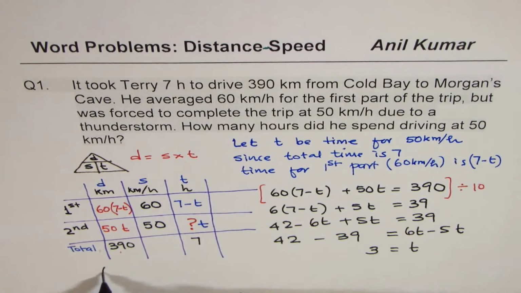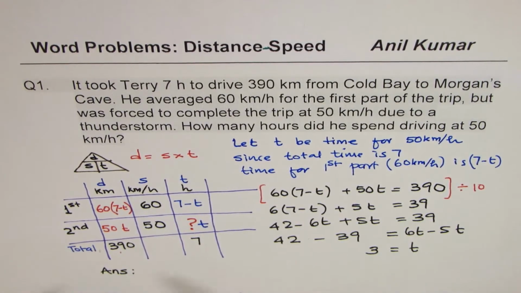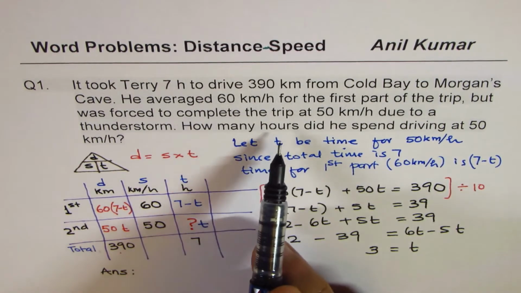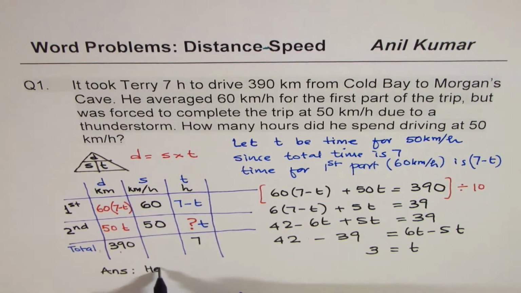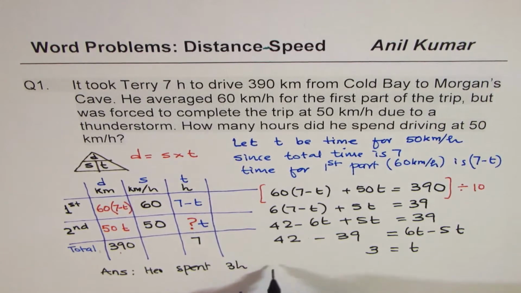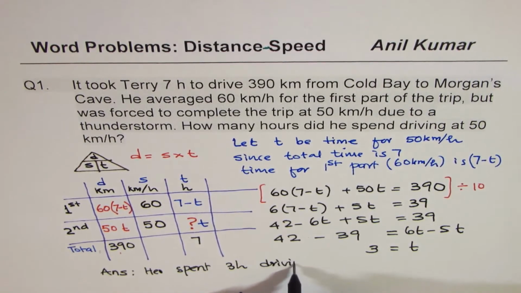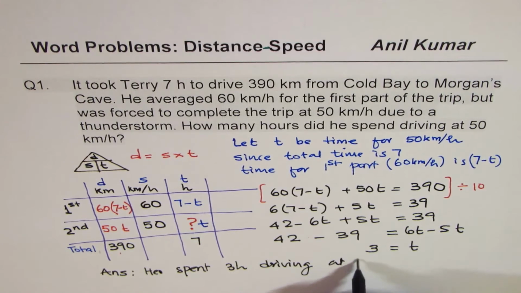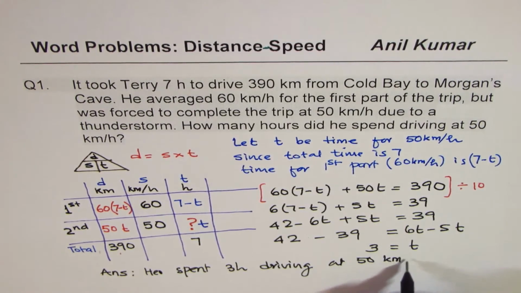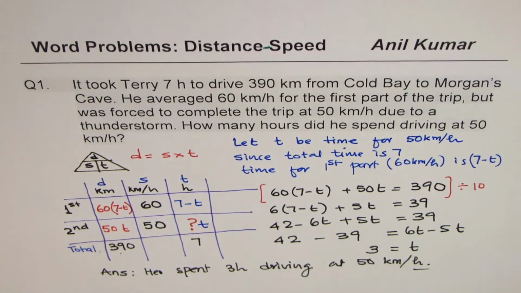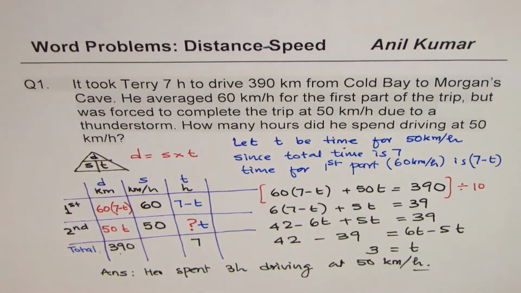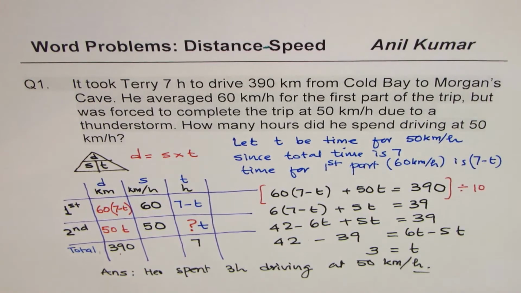So now you can write down the answer. In word problems, you have to write the complete statement. How many hours did he spend driving at 50 kilometers per hour? You say he spent 3 hours driving at 50 kilometers per hour, right? So in this particular example, go through it once again, see how we did everything, correct? And then let's move to the next example.